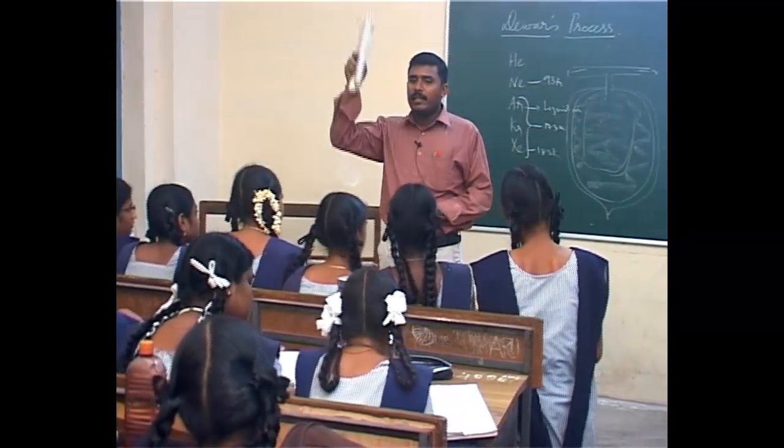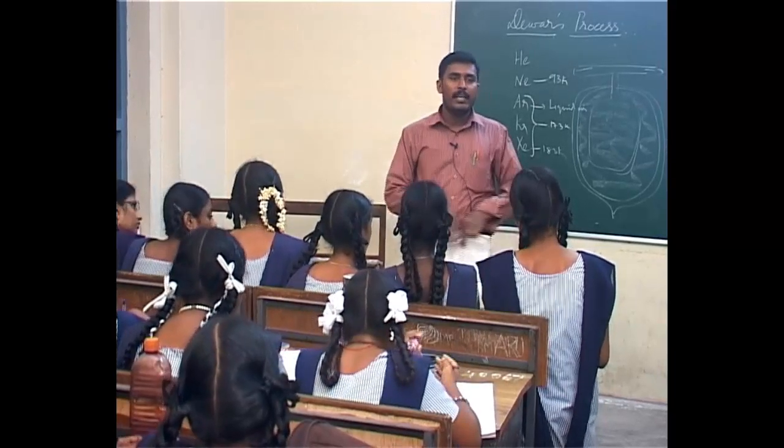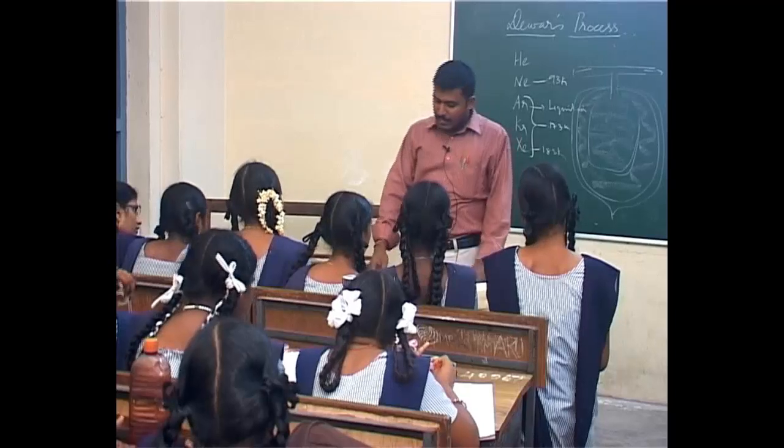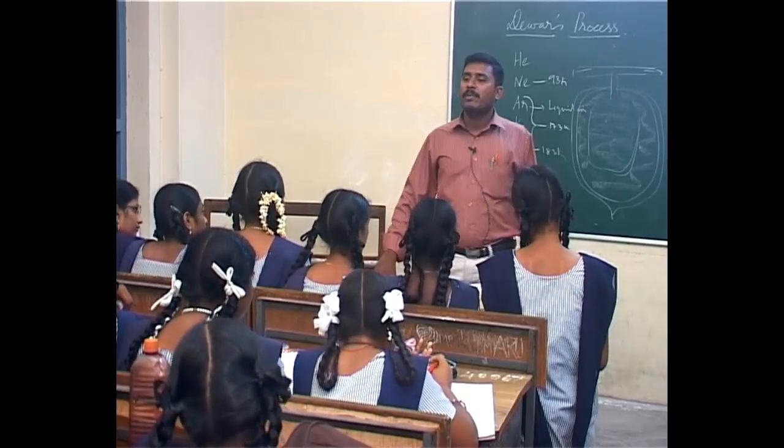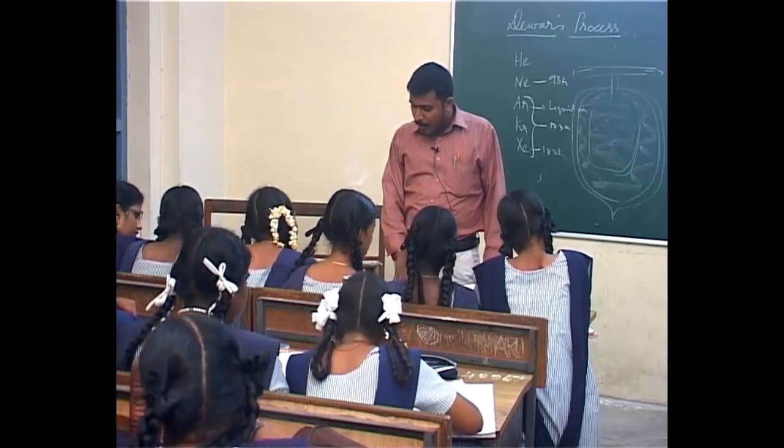Which of the following does not belong to group number 13? Group 13 means the boron family, the first group. Okay, so what is the correct answer? Germanium, Ge. Which of the following is most abundant in the earth's crust?